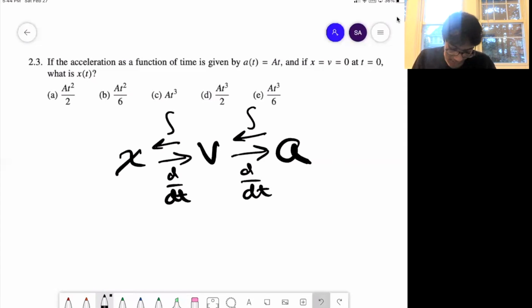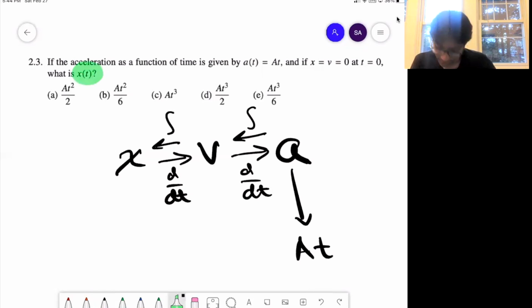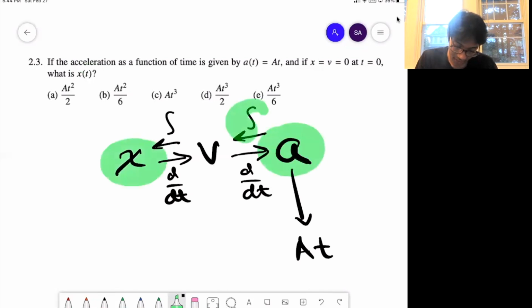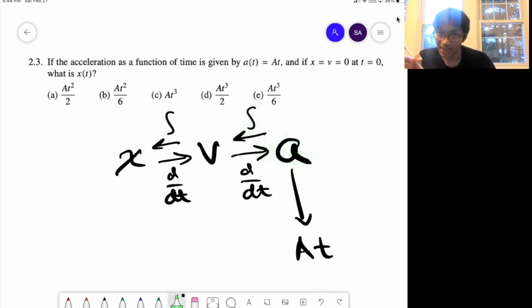Well, we know that our acceleration versus time is at. So we can write this as at. Now we want to get our position function, right? x of t. So we want to get from here to here. So we have to use the integral, right? We're essentially going backwards from acceleration to velocity to position.